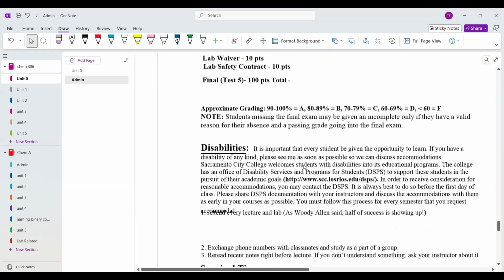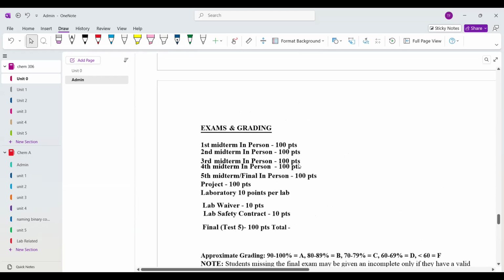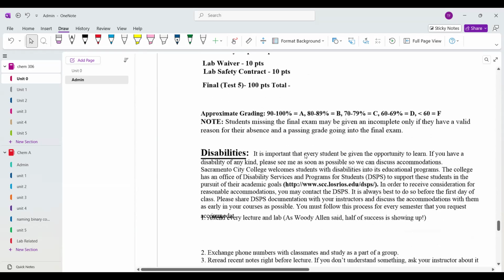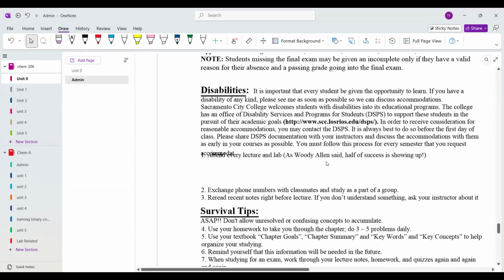Okay, and I do round up, by the way. So an 89.5 is an A because it rounds to 90%. Just FYI. Okay, if you have an accommodation, make sure you talk with me regarding that.